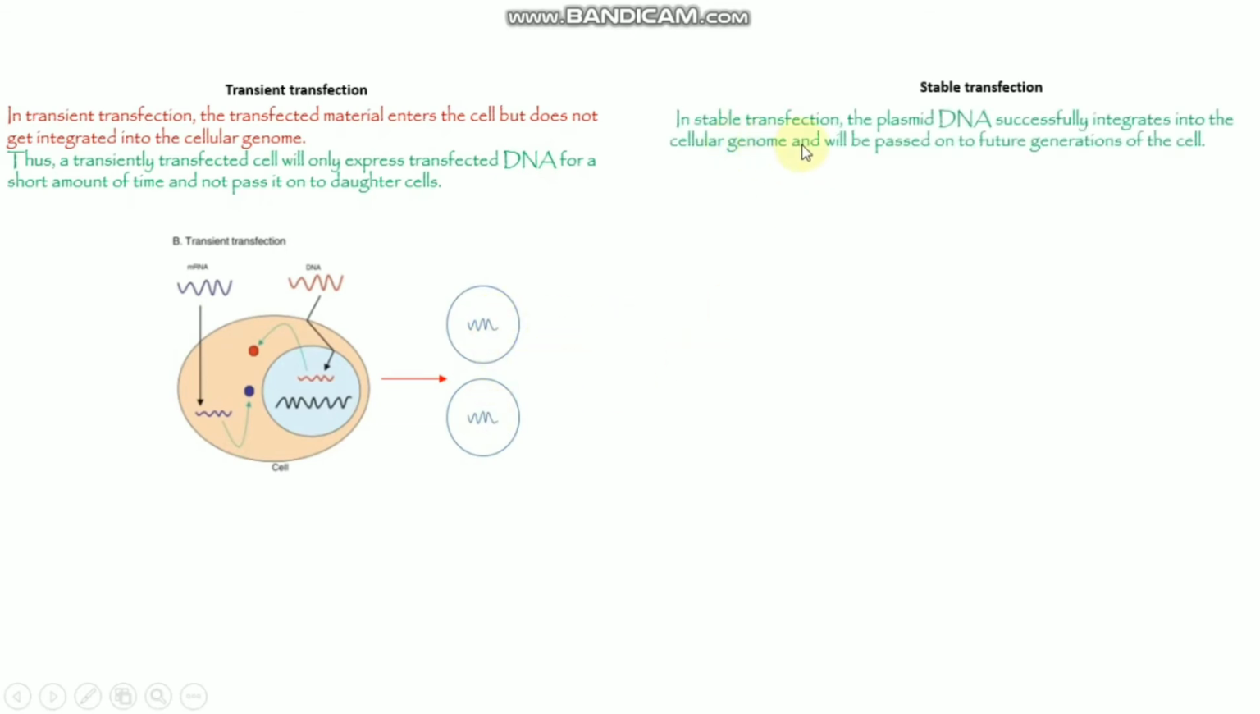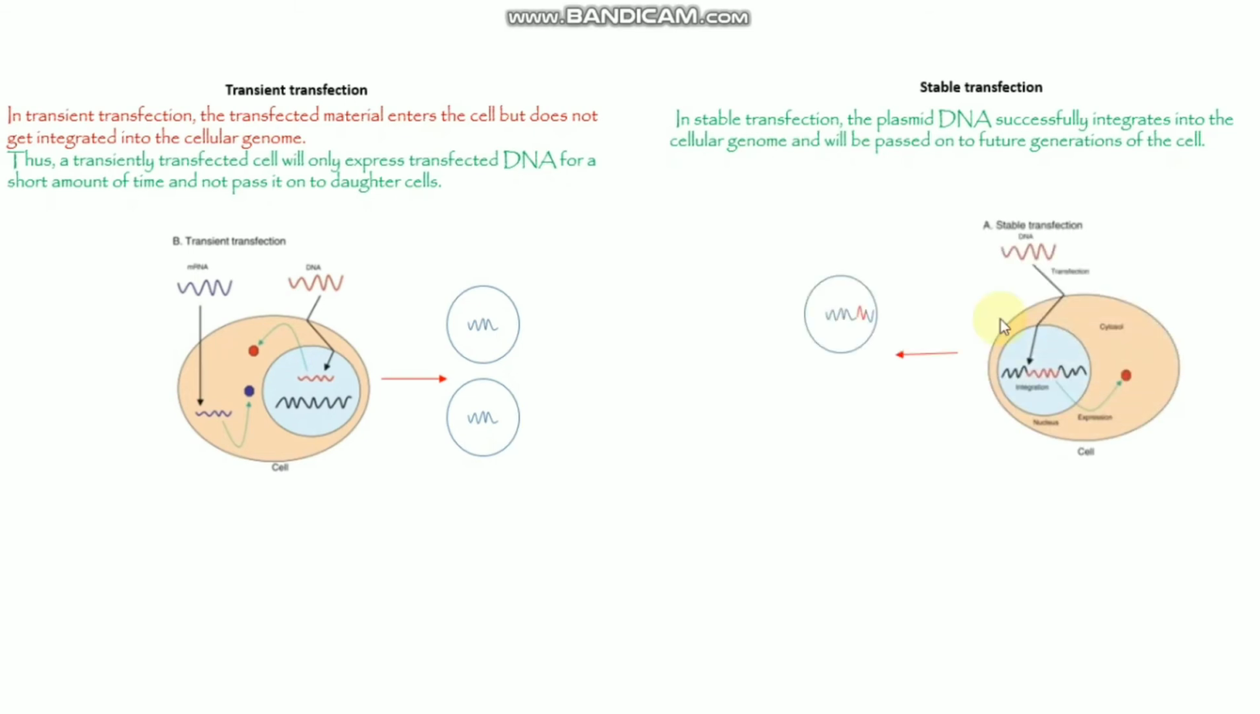On the other hand, in stable transfection, the plasmid DNA successfully integrates into the cellular genome, and it will pass successfully into the next generation of daughter cells. As you see here, the transfected genes are integrated into the genome. This is why when the cell divides in the next generation, it will pass into the daughter cells. This is the main difference.